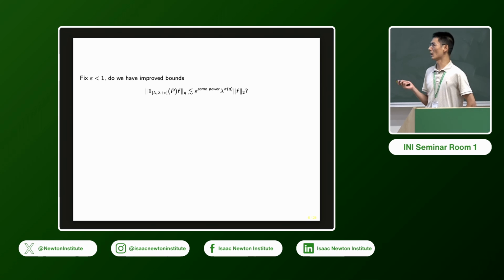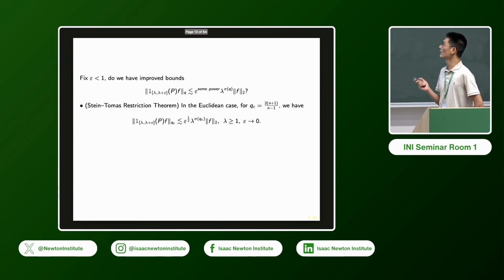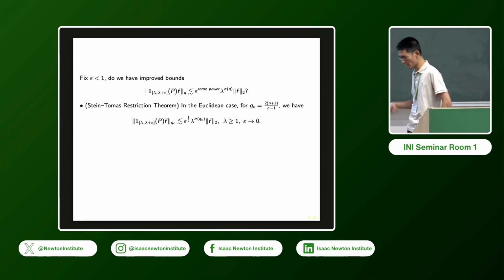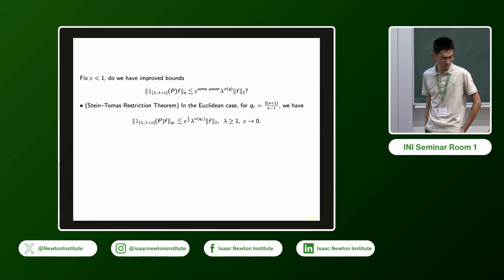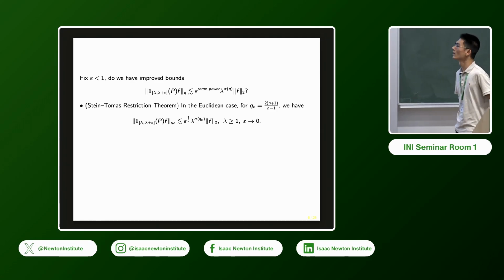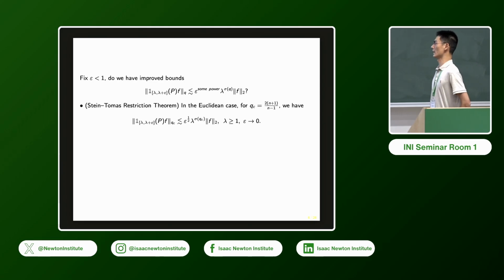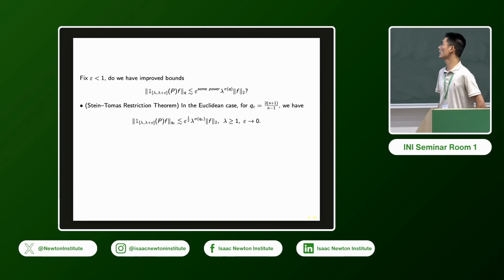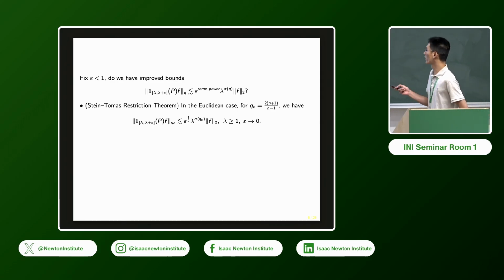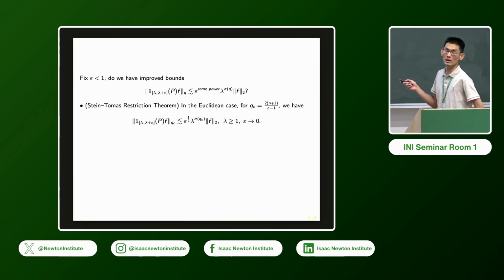An example of this is in the non-compact Euclidean space, where the Stein-Tomas restriction theorem says that for q at q_c, the critical exponent from the previous slides, we have a gain of square root of epsilon depending on the size of the interval. For q bigger than q_c, this is proved by Tomas, and the endpoint was solved by Stein subsequently.